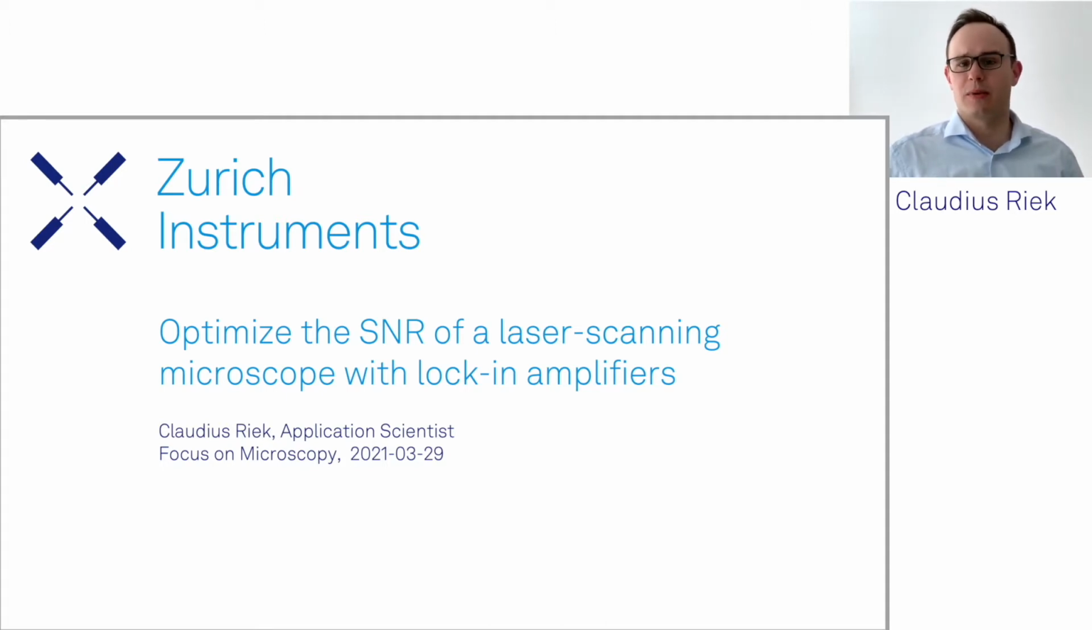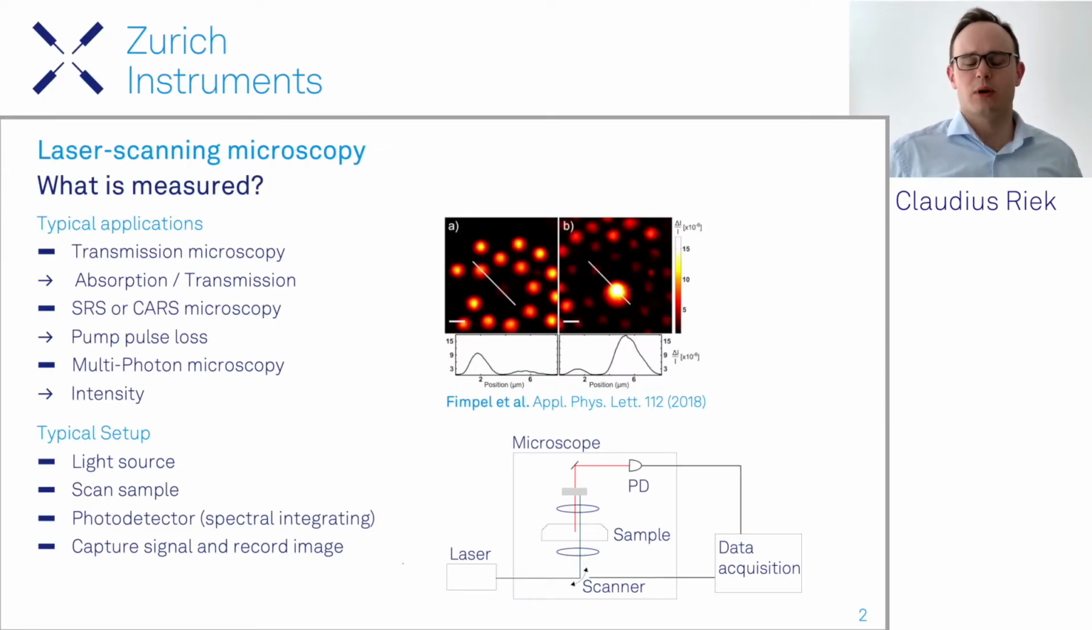I would like to tell you about how to optimize the signal-to-noise ratio of a laser scanning microscope with lock-in amplifiers. So let's jump right into it. What are we actually measuring with the laser scanning microscope? This depends highly on the application.